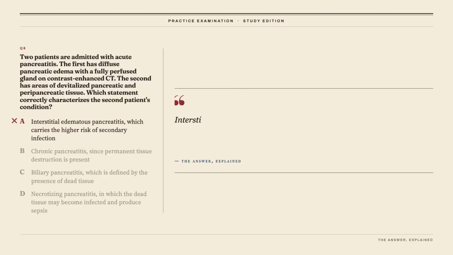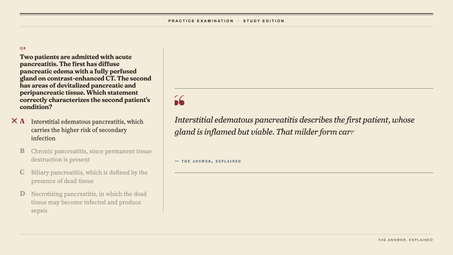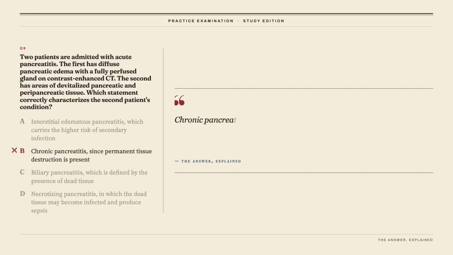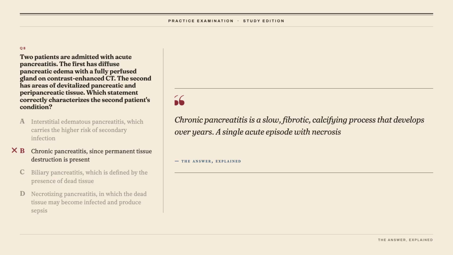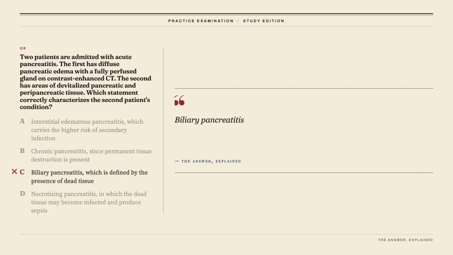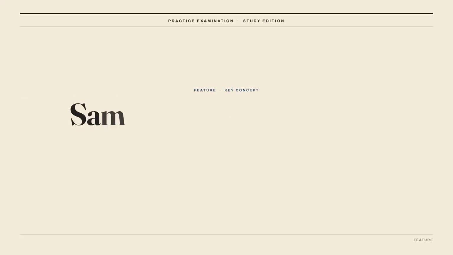A is wrong because interstitial edematous pancreatitis describes the first patient, whose gland is inflamed but viable. That milder form carries a substantially lower risk of infection. B is wrong because chronic pancreatitis is a slow, fibrotic, calcifying process that develops over years. A single acute episode with necrosis is not the same entity, even though repeated attacks can eventually lead to chronic disease. C is wrong because biliary pancreatitis names the cause, meaning gallstone-related disease, not the morphology. A gallstone attack can be either edematous or necrotizing.